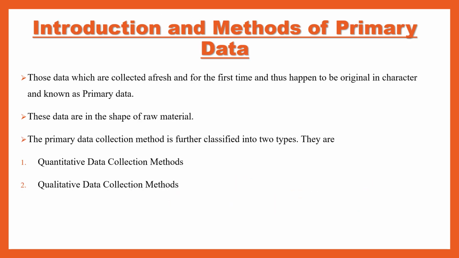Let's move to another point. The first one is the type of data. Under this, we are discussing primary data. Primary data is fresh data, collected for the first time by the researcher. This kind of data is known as primary data. It is in the shape of raw material.